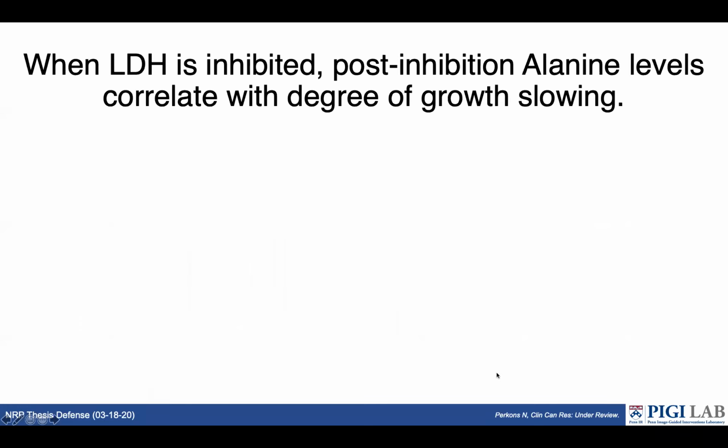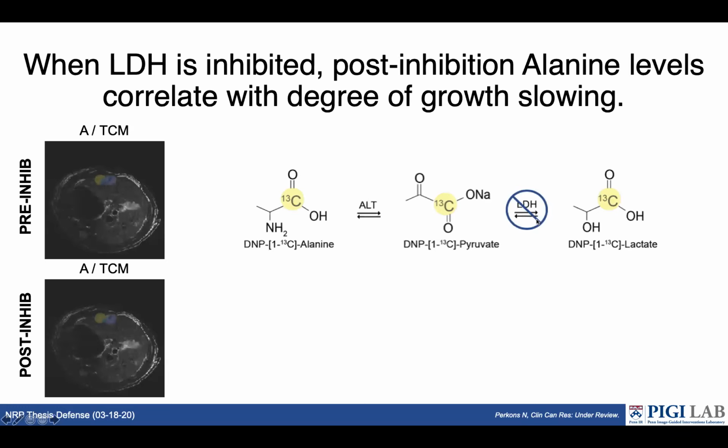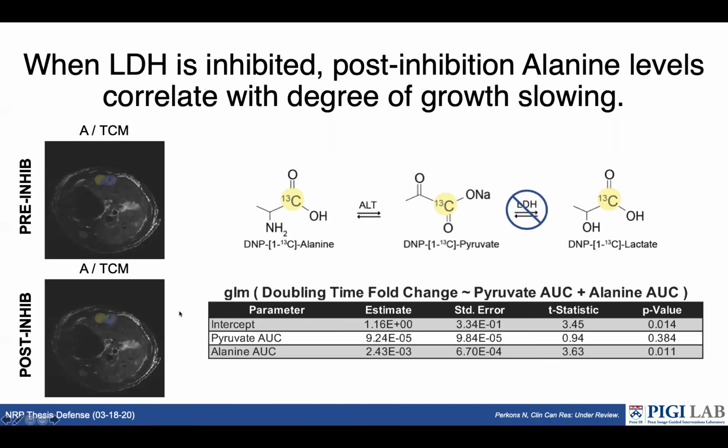And then next, the most exciting and sort of clinically relevant piece of all of this was the prediction of efficacy. When LDH was inhibited, I found that post-inhibition alanine levels correlated with the degree of growth slowing. What that means is, again, we blocked this step and we ultimately saw a little bit more flux, or transitioning, of pyruvate going this way. And we can see that to some degree in these example images that I keep showing of alanine production. Using a statistical model that takes into account all of these factors and the amounts of the metabolites, we found that alanine was significantly predictive of growth slowing.